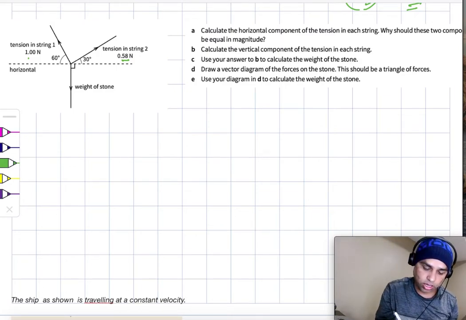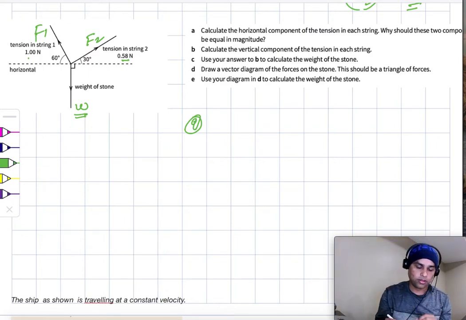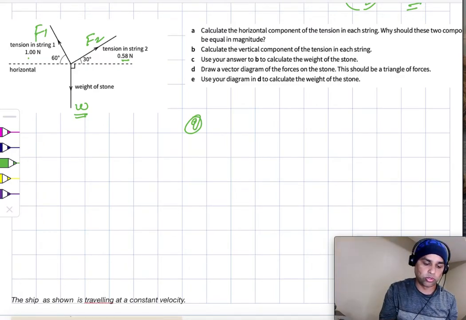Let's calculate. Two forces are here. Let's say this is F2 and this is F1, and this is the weight of the stone. We have three forces here. Okay, calculate the horizontal component of the tension. The horizontal component is in this direction. This direction is horizontal, and this is the horizontal direction, and this is the vertical direction. Okay, never confuse these.